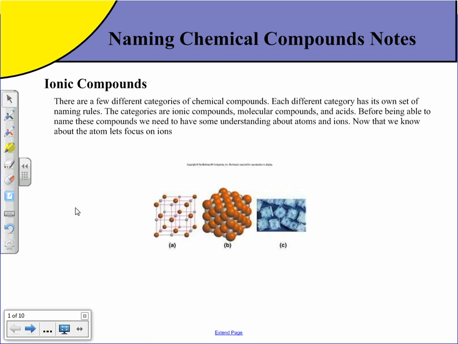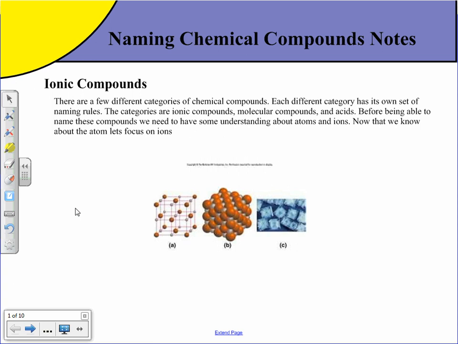Okay, so here we are. We're going to be talking about naming chemical compounds. Our first type of compounds that we're going to need to name are ionic compounds. There are a few different categories of chemical compounds. Each different category has its own set of naming rules. The categories are ionic compounds, molecular compounds, and acids.